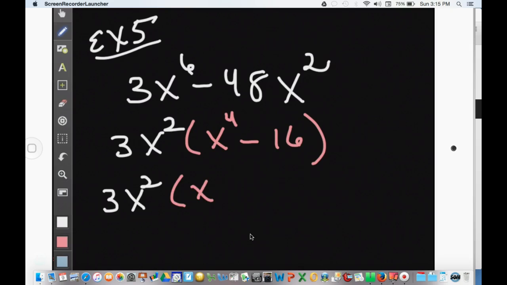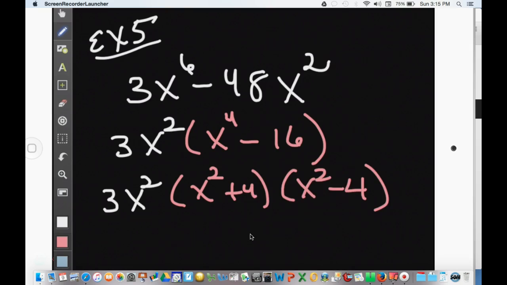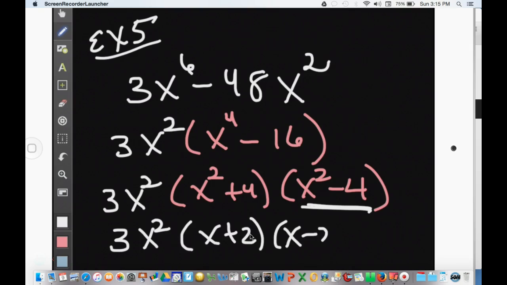So I can factor that as x squared plus 4 times x squared minus 4. And then bells go off again because I notice x squared minus 4 is also the difference of two perfect squares. So I can take that x squared minus 4, factored into x plus 2, x minus 2, and then I'll have the last factor, which is x squared plus 4.